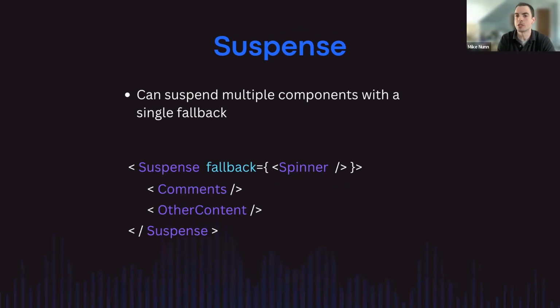Now, we may also suspend multiple components at the same time by wrapping both in a suspense component. This will show a single loading state up until both components are ready, at which point all of the content will render after everything has successfully loaded. Now the comments component and other content component will both be suspended until both of them are ready to be re-rendered. You can also decide to be more granular about your loading UI and wrap suspense components around smaller or individual parts of your component tree.